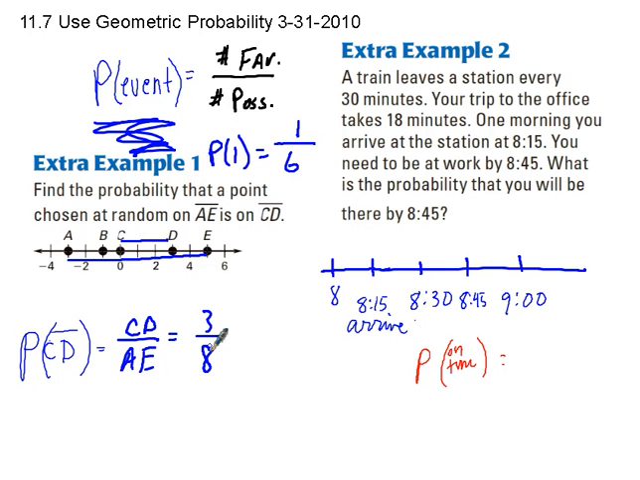Next problem, a little trickier. It's about a train leaving a station every 30 minutes. So when the train comes, 30 minutes later, the next train will come. So it might not be leaving on the hour or on the minute. It's kind of the tricky part. Your trip to the office takes 18 minutes.